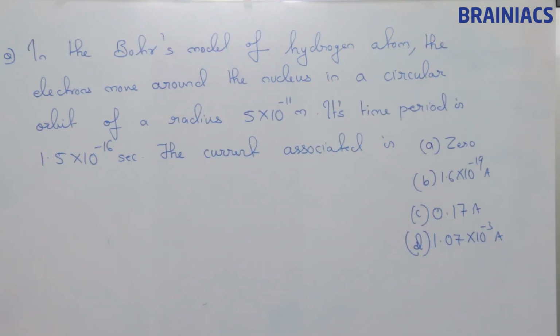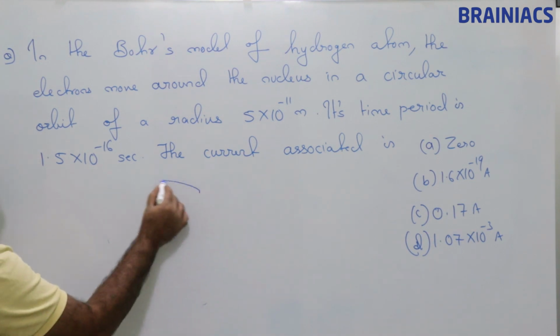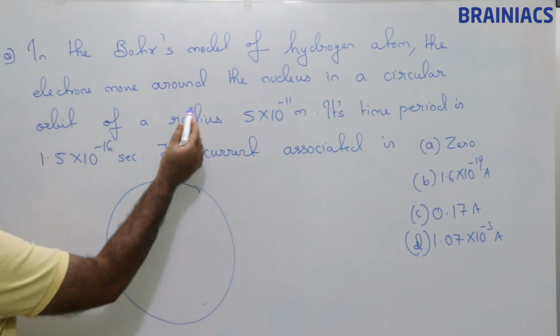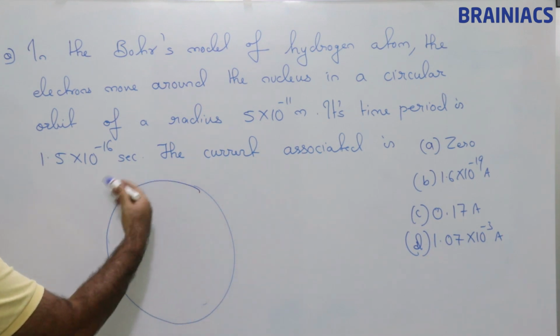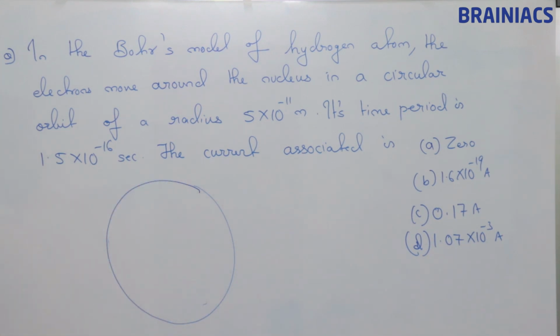In Bohr's model of hydrogen atom, the electron moves around the nucleus in a circular orbit of radius 5 into 10 raised to minus 11 meters. Its time period is 1.5 into 10 raised to minus 16 seconds. The current associated is? So this is circular motion. So current is generated due to circular motion. So this is how it is. The electron in this hydrogen atom moves around and makes current.